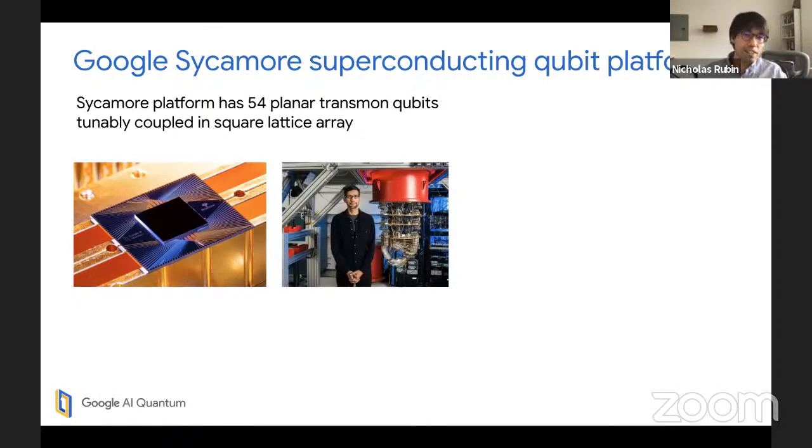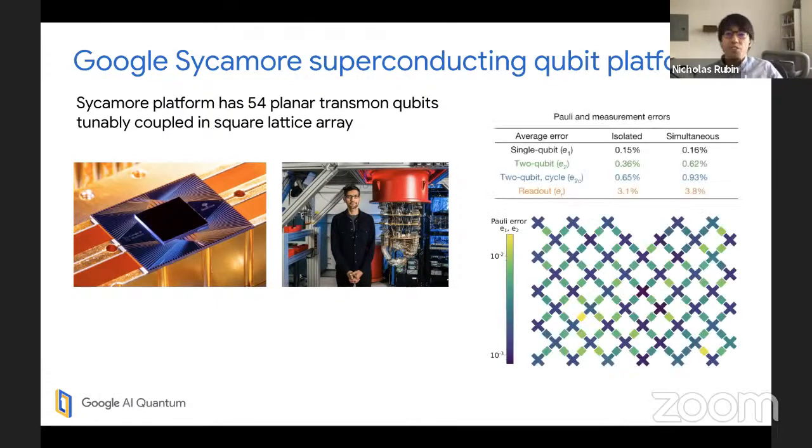It looks like that. Here's the CEO of Google standing next to the computer for scale. So there's lots of wires that go into it. And you'll get performance out of Sycamore that looks something like this. So for single qubit gates, we have about 0.15 Pauli error. Our 2 qubit gate error per cycle is about half a percent in terms of Pauli error. And then the readout is actually around 97%. And so readout is still kind of the place that we can improve quite a bit.